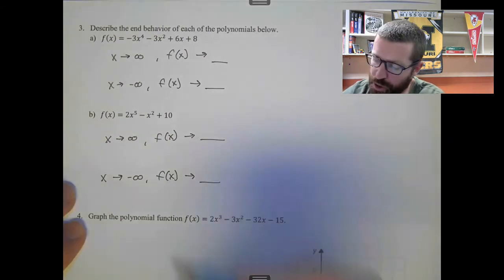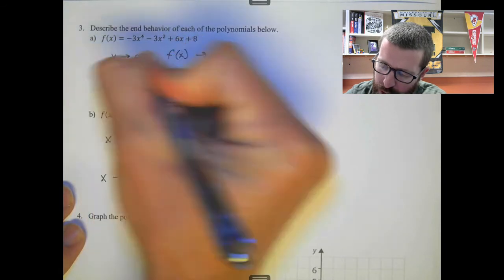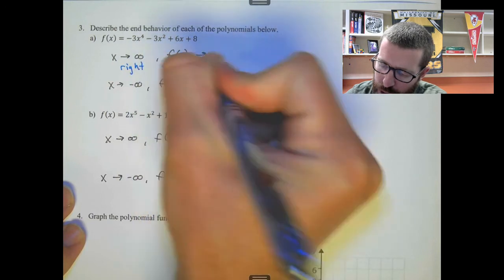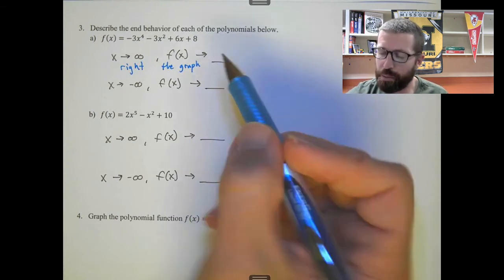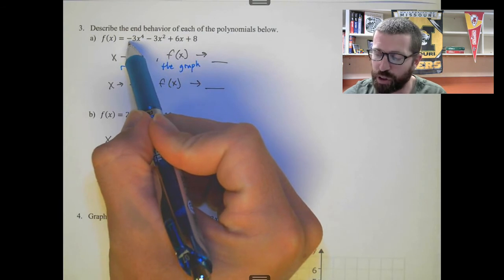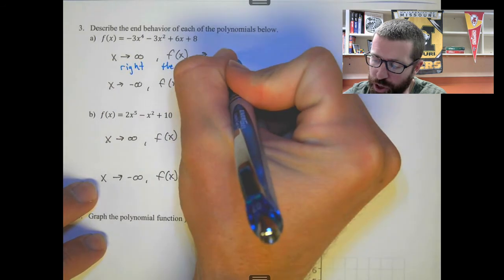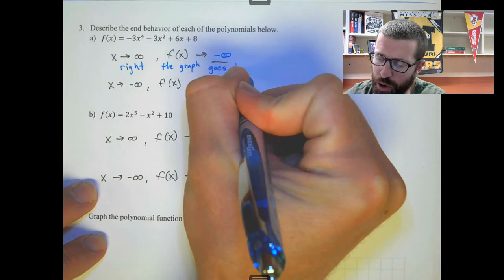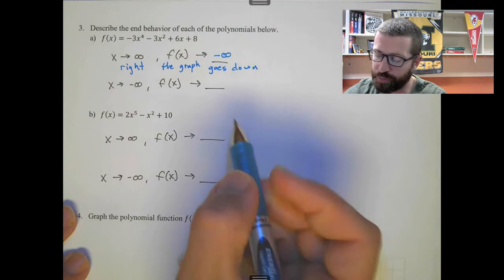So what does it mean? Well, this means on the right, the graph, and then you've got to decide what it does. You can determine what it does on the right by looking at the sign in front. Because it's negative, the leading coefficient is negative, then the graph goes down. So we're going to say it goes to negative infinity, and that means the graph goes down. This blue writing is the interpretation of the notation we're using.